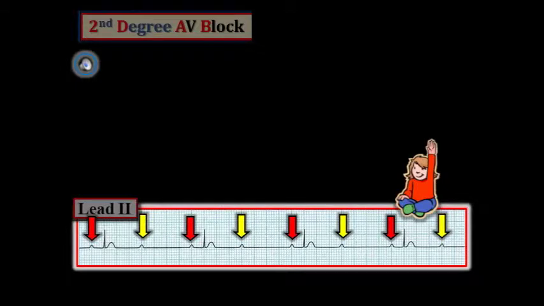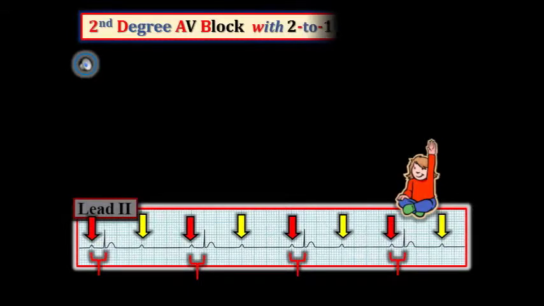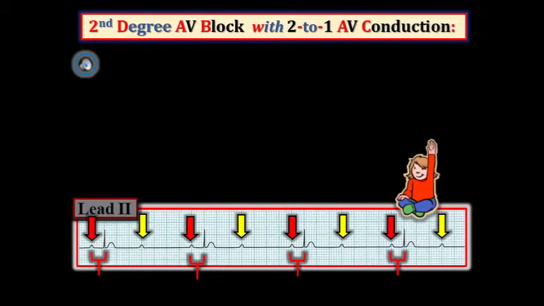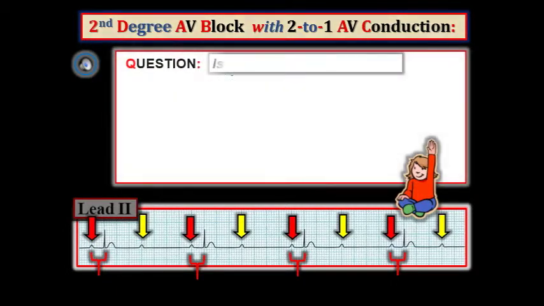However, if we look in front of each QRS complex that is seen on this tracing, each QRS is preceded by a P wave with a fixed PR interval, red brackets. Therefore, every other P wave is being conducted to the ventricles. So we have a second-degree AV block in which some P waves are conducted, but others are not. There is 2-to-1 AV conduction because for every 2 P waves, only 1 is conducted to the ventricles. Is this Mobitz 1 or Mobitz 2?